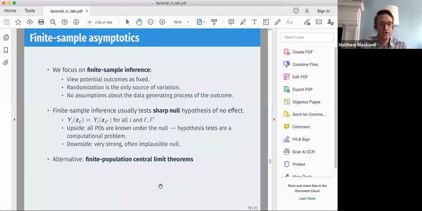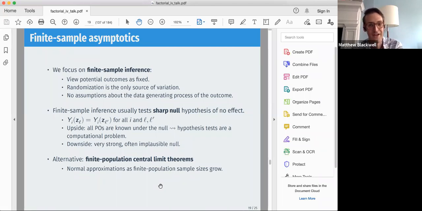So the alternative that we're going to follow here builds off some work that Nicole has done and other folks have done on what are called finite population central limit theorems. So I guess it's not surprising, there's a central limit theorem everywhere. And so there are ones for finite population settings as well. It's a slightly different mindset, but basically what we're looking at is getting normal approximations for estimators as the finite population sample sizes grow.